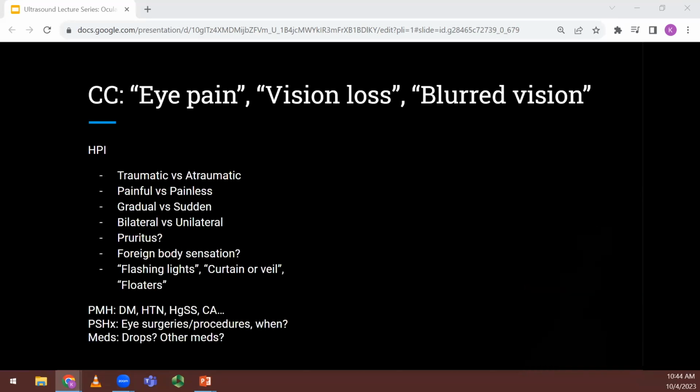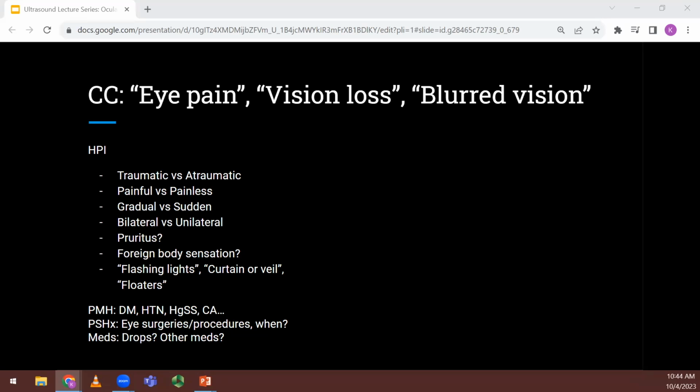So let's start with our HPI, and we have been discussing this throughout the day, but you're always going to ask whether this is traumatic or atraumatic, if this is painful or painless, if this started suddenly or has been progressing for the past few days or weeks. You've got to ask if this is bilateral or unilateral. You've got to know if there's any itchiness, any foreign body sensation. And then I think very importantly, if there are any flashing lights, floaters, if they feel like they're seeing a curtain in their eye.